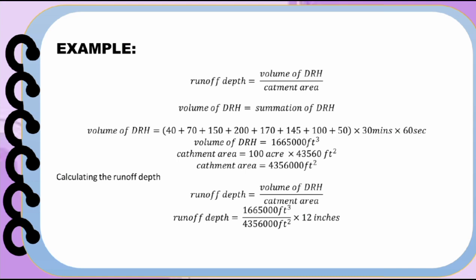So 1 acre is equal to 43,560 cubic feet. So we now have the catchment area of 1,356,000 cubic feet. Since we have the volume of DRH and the catchment area, we're just going to plot it to the formula and multiply it by 12 inches for the conversion of feet to inches.